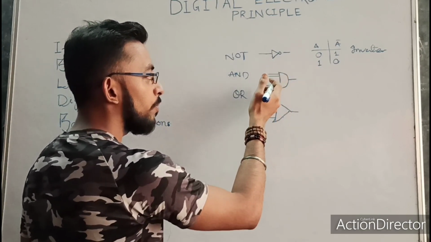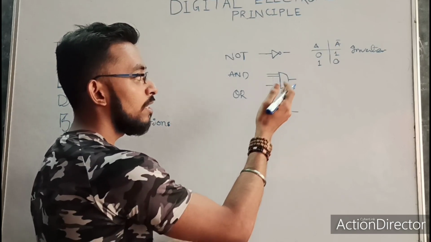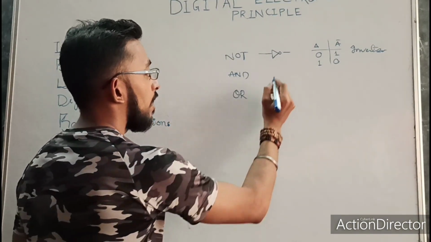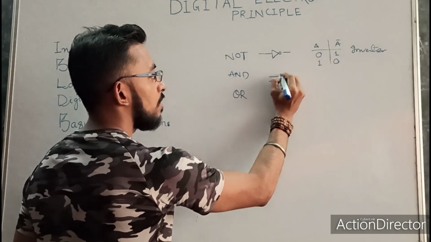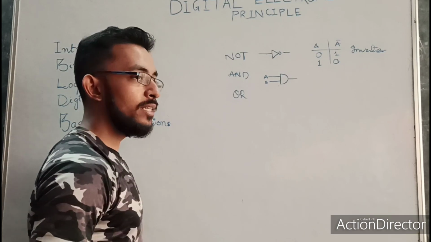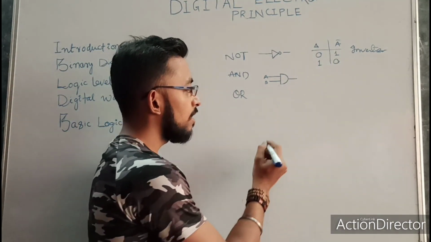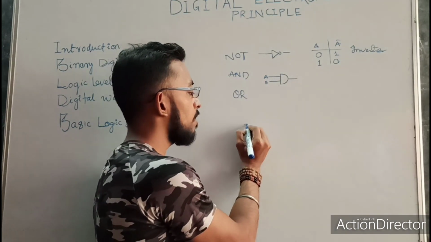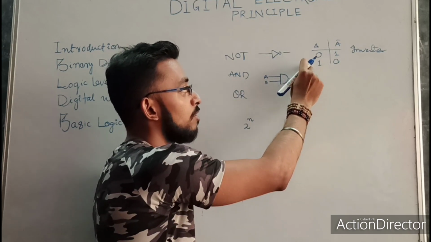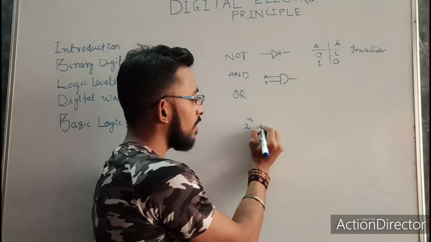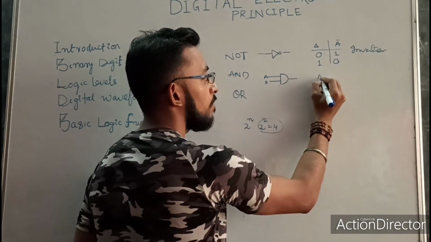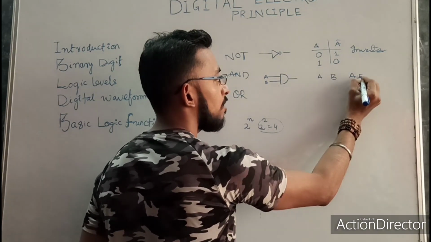Now let's take a two input AND gate and a two input OR gate and see the truth table for that. If I take a two input AND gate, A and B are the two inputs. When the number of inputs in a digital circuit is n, how many possible combinations can be formed? That is 2 power n. Here the number of inputs is 1, so 2 power 1 means 2 possibilities. In the second case, let's take 2 inputs, meaning there are 4 possible input combinations. If this is my A and this is B, the output is A dot B.